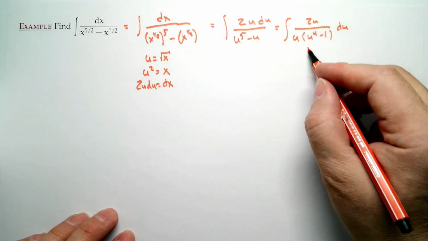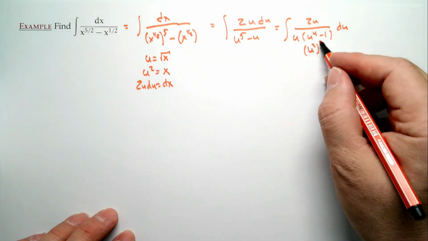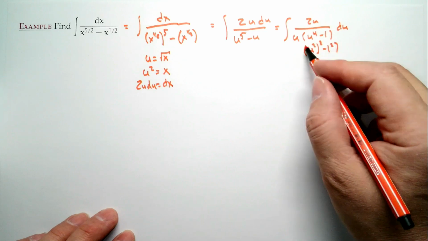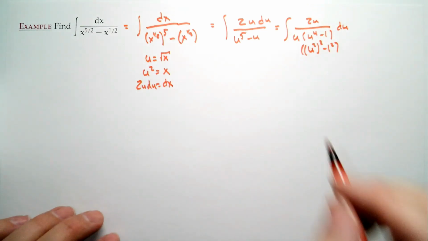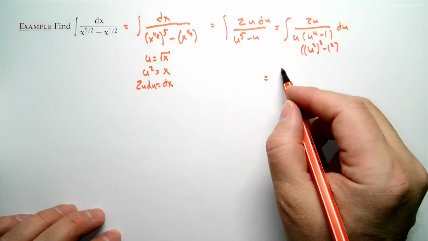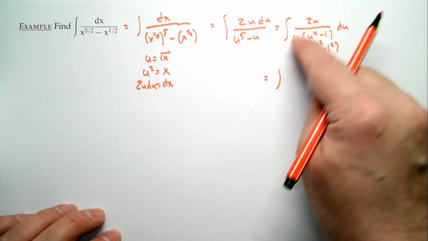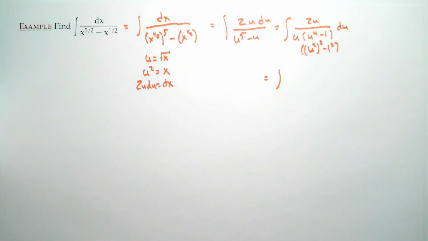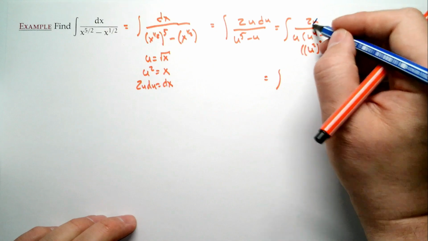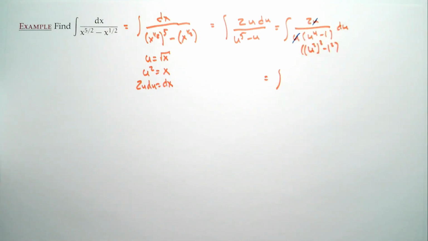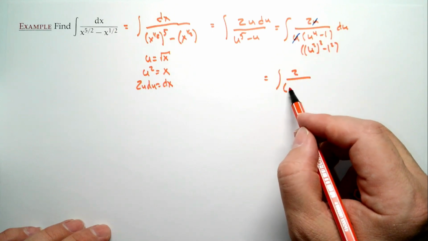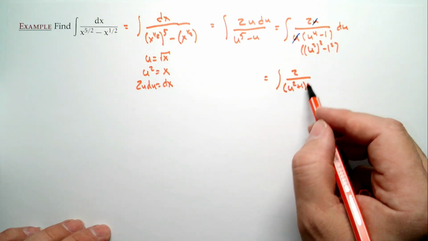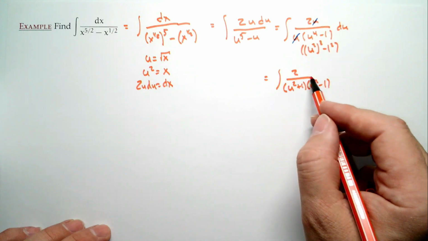Some people notice that u to the fourth is u squared squared. So u to the fourth minus 1 is like u squared squared minus 1 squared. So it's a difference of squares. It's good. By the way, what happens to our u's? They cancel out. Nice. Good. So we have 2, and then we have a plus b, a minus b.